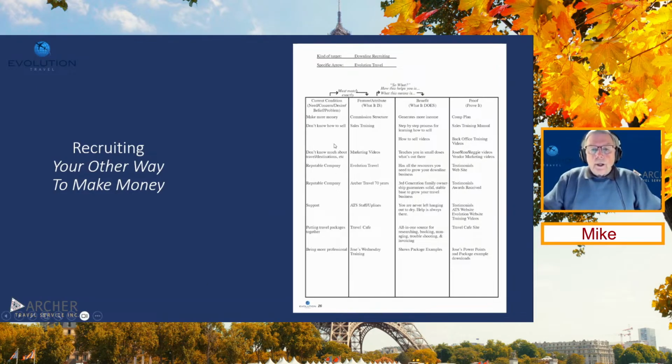So the other one that's on the test is, and I don't know why, but people get this one wrong all the time, because the question on the test is, you're talking to somebody about coming into Evolution Travel, and they have a question about training. For some reason, people say they do the make more money, or they talk about Evolution and Archer Travel, but they don't talk about what the primary problem is, that they don't know how to sell. All right. So the solution is sales training.